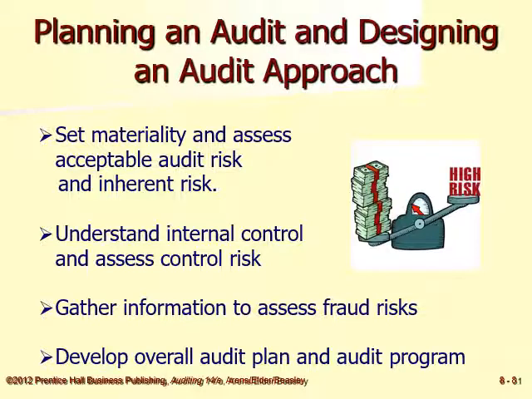At the planning stage and in the audit approach, from the materiality and from the analytical procedure just now, the auditor can set the materiality level, set the acceptable audit risk, and set the inherent risk as either high or low. Second, the auditor may understand the internal control to assess the control risk for the client. Next, the auditor will gather information to assess the fraud risk. And last, the auditor can start the audit plan and make an audit program.